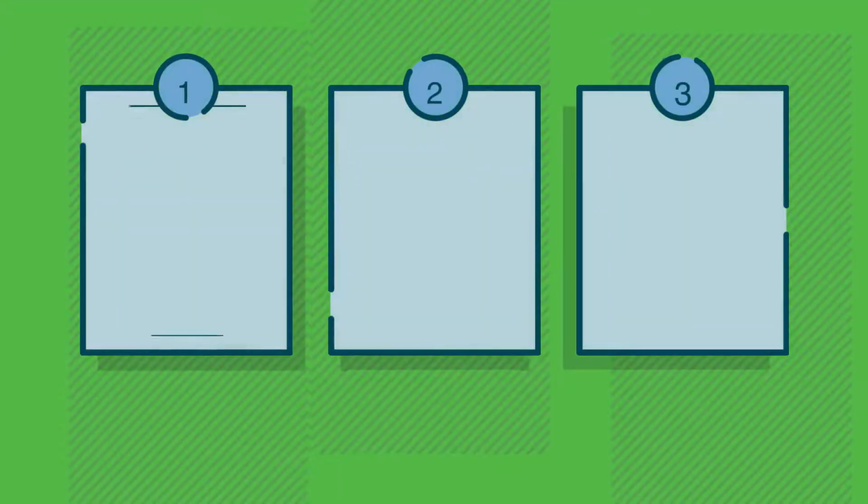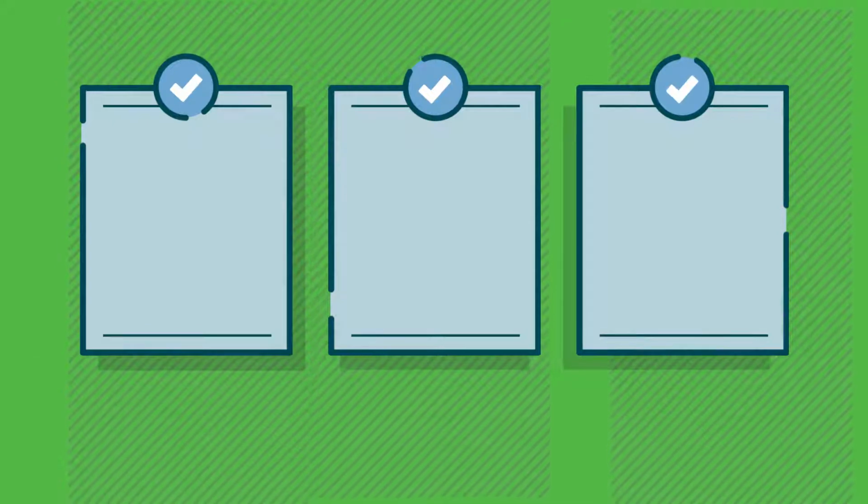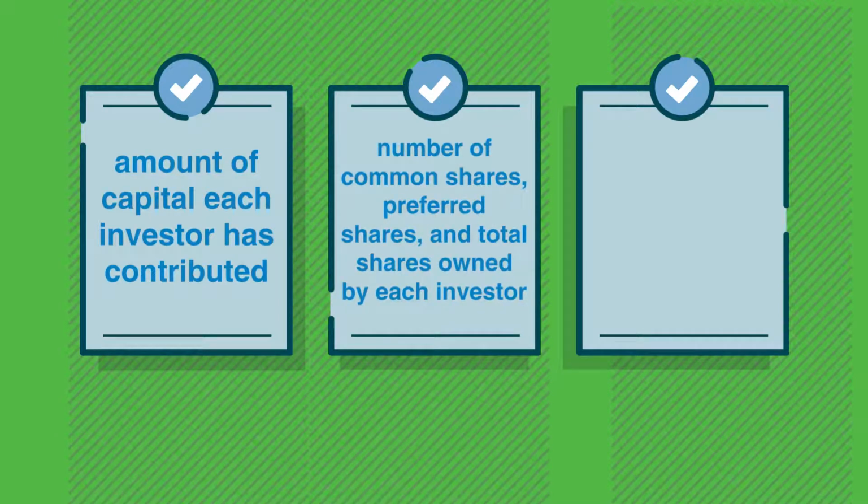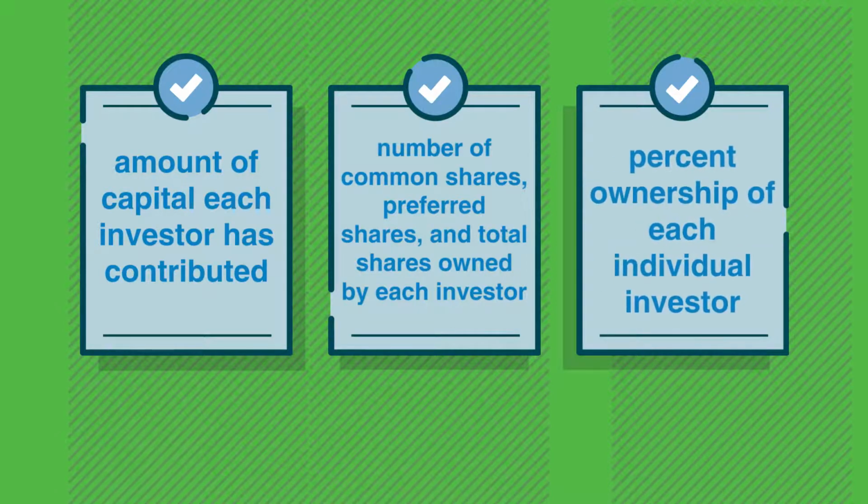As an example, your cap table might have a column for shareholders with the amount of capital each investor has contributed. Then, the table might include the number of common shares, preferred shares, and total shares owned by each investor. Finally, the far right column might include the percentage ownership of each individual investor.